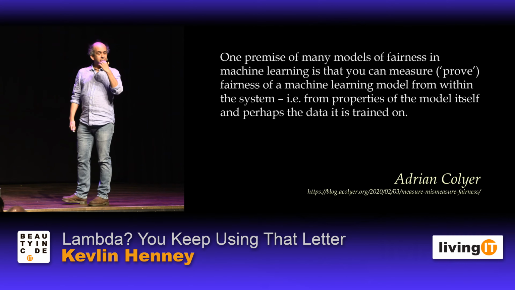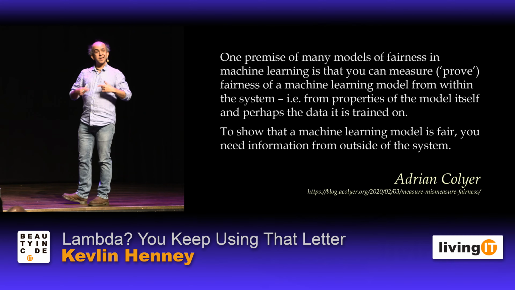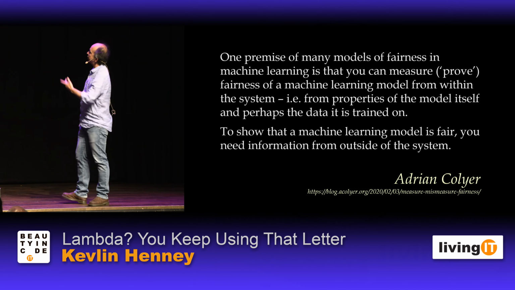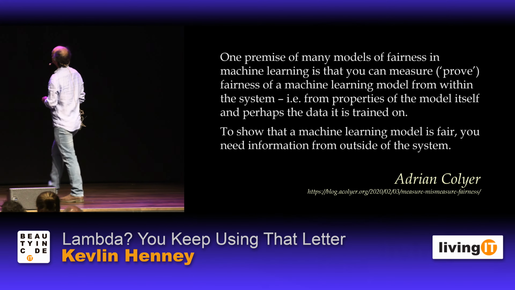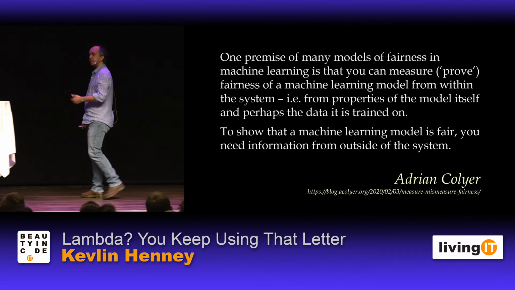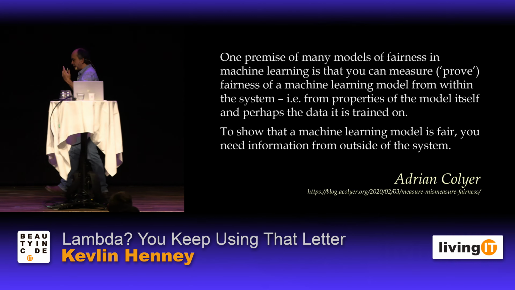The system that can demonstrate its appropriateness or suitability or correctness lies outside the system that you are building. To show that a machine learning model is fair, you need information from outside of the system. It's the only way to assess it. And there's a whole bunch of other stuff.